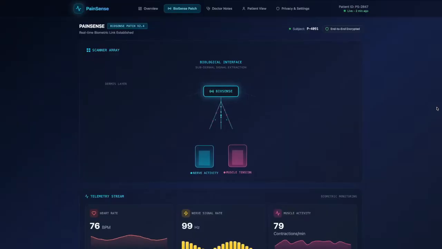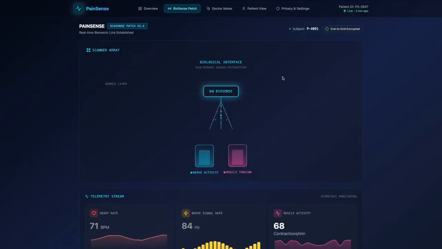Before we visualize the pain, the system first needs to detect biological signals from the body. PainSense uses a wearable sensor called the BioSense patch. This patch sits on the surface of the skin and continuously captures physiological signals related to pain and inflammation. Through subdermal sensing technology, it monitors signals such as nerve activity, muscle tension, inflammation markers, breathing patterns, and heart rate.